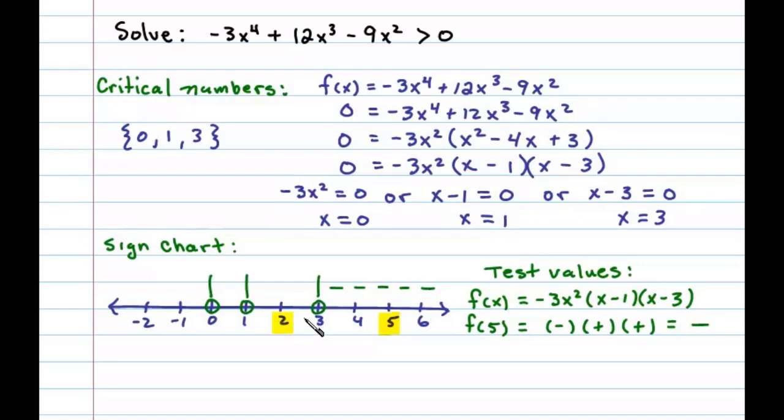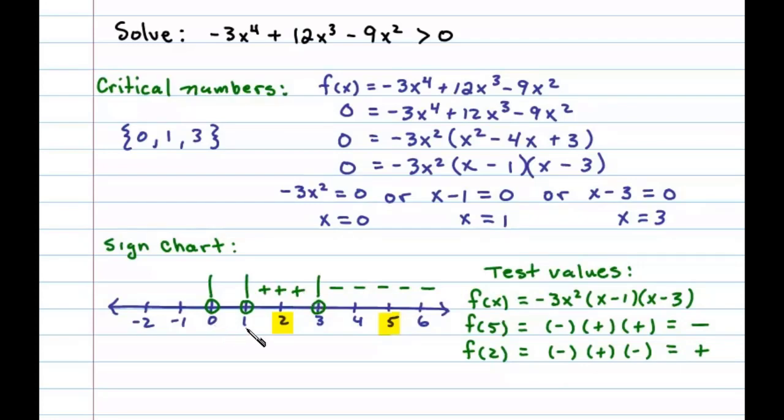Now let's test this second region. Let's choose x equals 2 and do the same thing. So f of 2 in this case, negative 3 times 2 squared will leave us with a negative factor. 2 minus 1 is 1, that's a positive factor. 2 minus 3 will leave us with negative 1, or a negative factor. A negative times a negative will result in a positive number. So in that region, we'll get positive results.